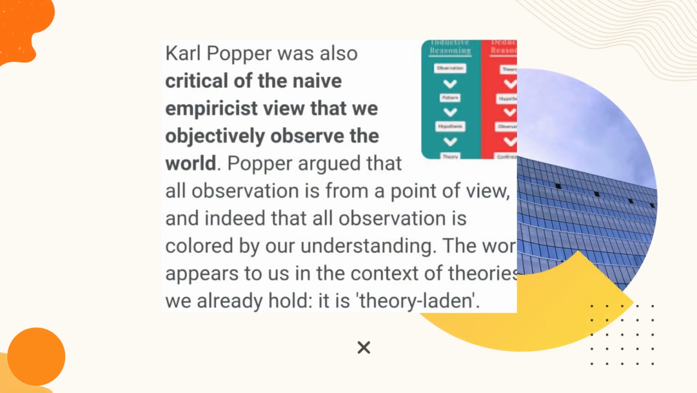Now let's move on to Karl Popper. He was also critical of the naive empiricist view that we objectively observe the world. Popper argued that all observation is from a point of view, and indeed that all observation is colored by our understanding. The world appears to us in the context of theories we already hold. It is theory laden.